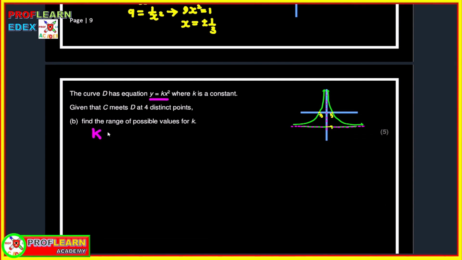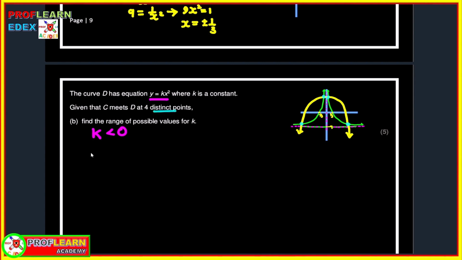We have to have k less than 0, so that the graph is opening downward, so it turns like that. Yeah, that's the only way you can be able to cut this graph into 4 points. It will be able to cut it at this point, can cut it at this point, and also so we have 4 points.